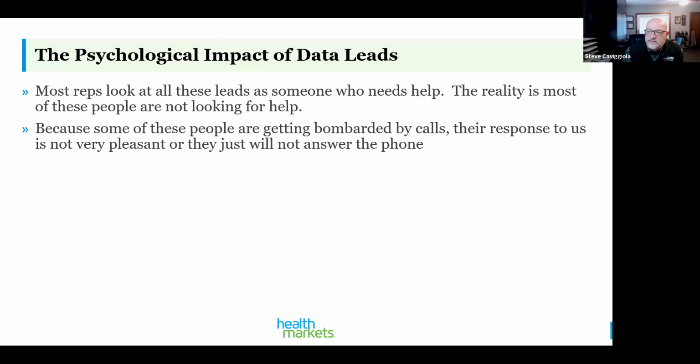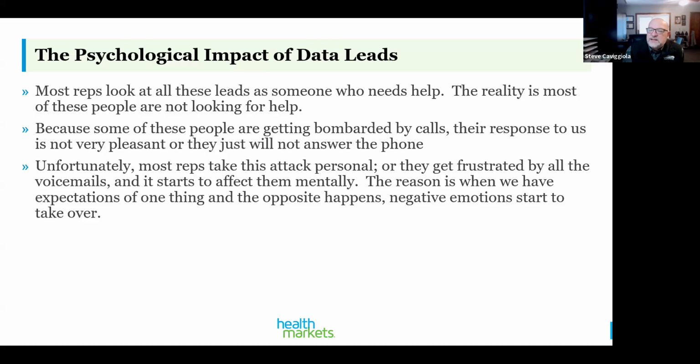That's the reality, guys. And when this happens, most reps take it personally, or they get frustrated by all the voicemails and it starts to affect them mentally. The reason is when we have expectations of one thing and the opposite happens, negative emotions start to take over.